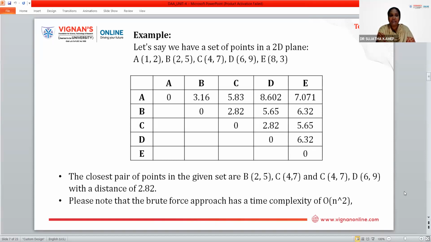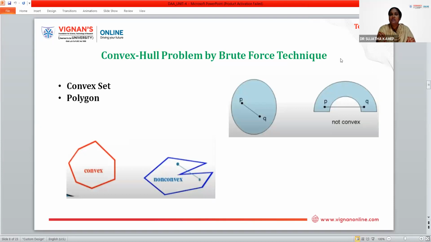And you need to make a note that this brute force approach has a time complexity of big O of n square. So I hope that you all understood the closest pair problem.